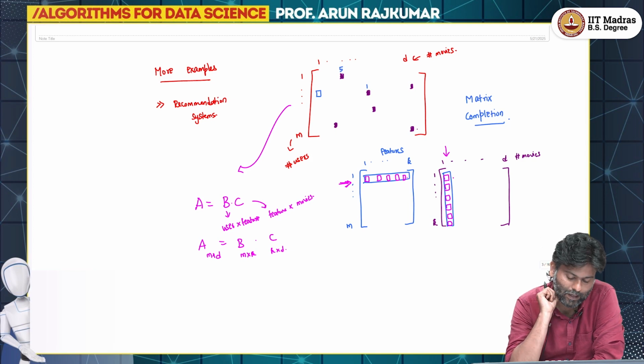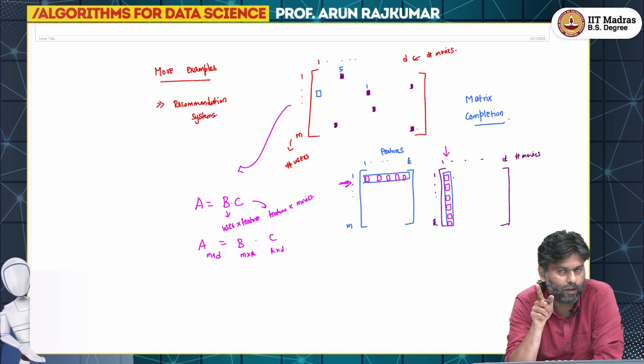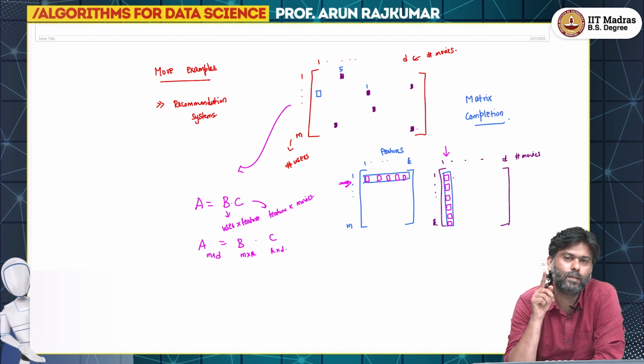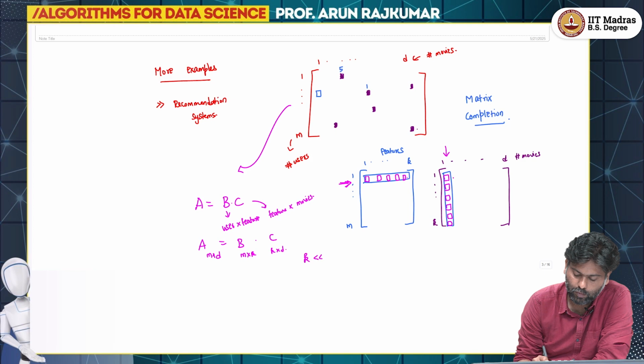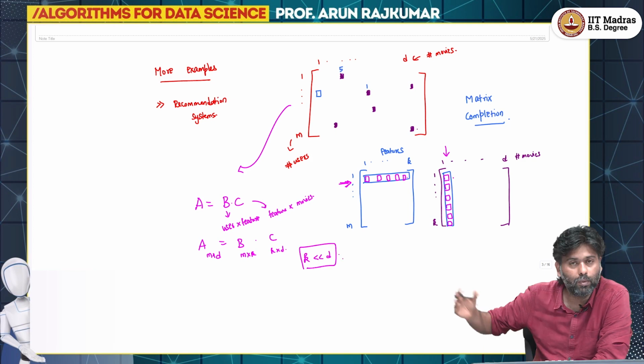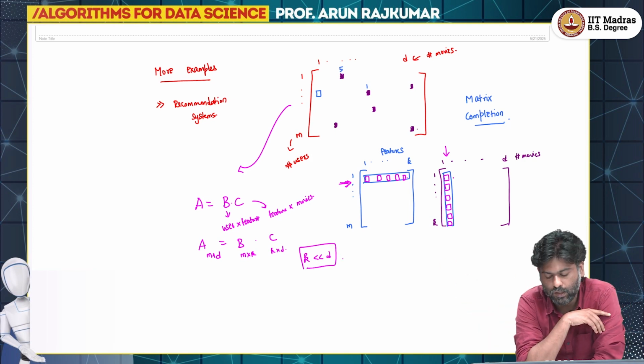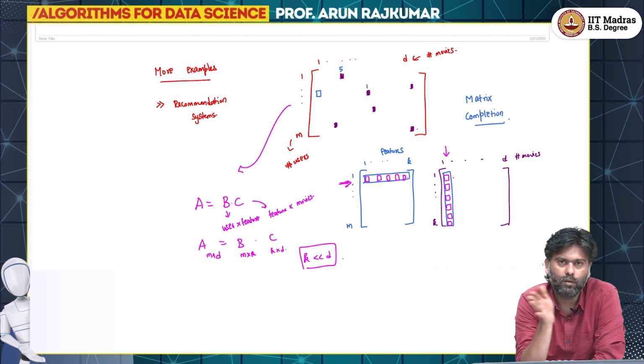This tells us that the rank of A, if A can be broken as B into C, where B is M cross K and C is K cross D, and we are of course assuming K is much smaller than D, right? So there may be 10,000 movies, but then only 5 features, so K is 5, D is 10,000, much smaller. Now what does this tell us? This tells us that if A has such a factorization, then the rank of A is at most K, cannot be more than K, right?